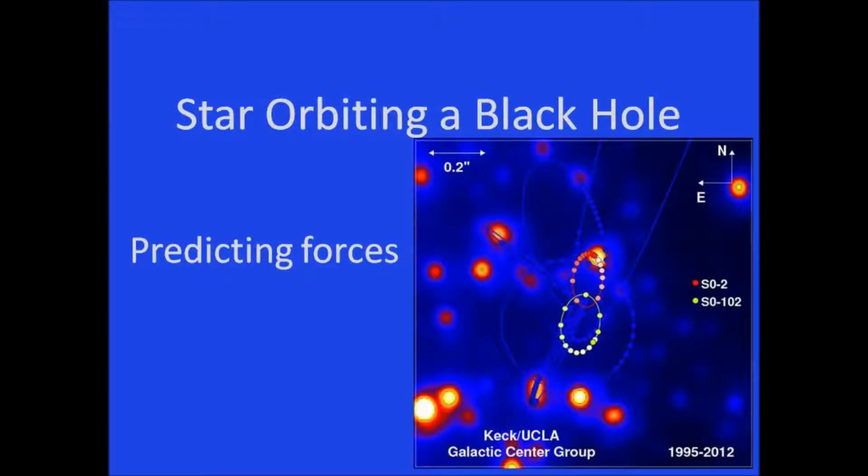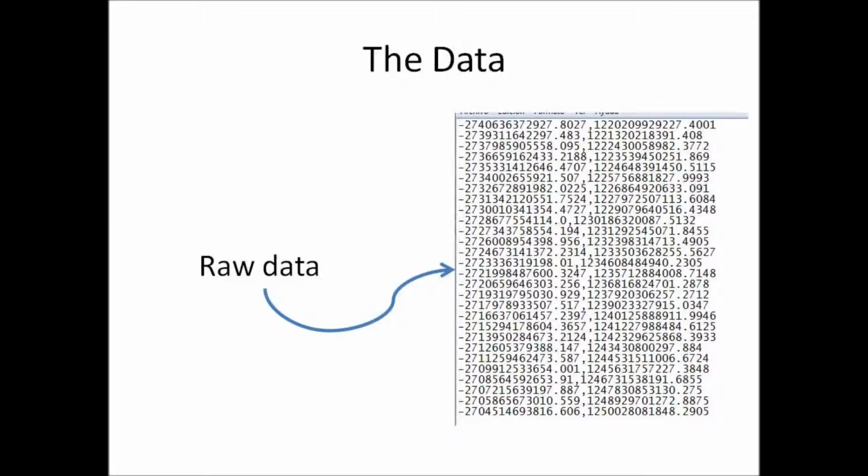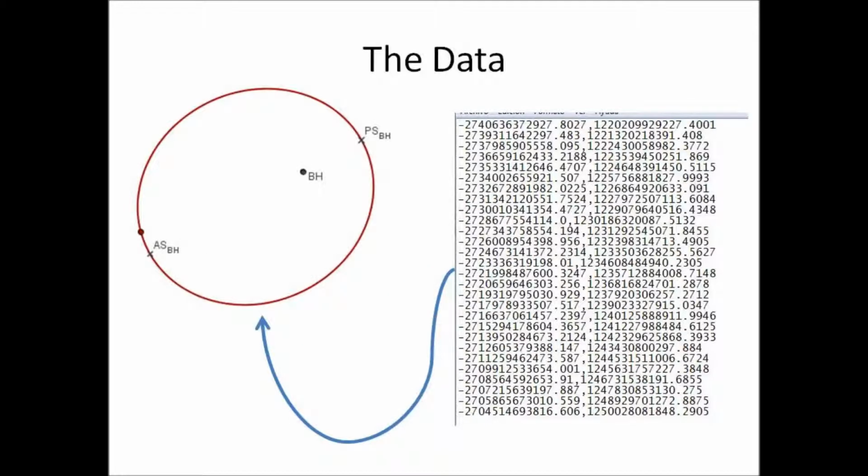Star orbiting a black hole, predicting forces. The objective of this lab is predicting the mass of a black hole around which a star is orbiting, studying the forces involved. First of all, let's take a look at the data. The data includes the X and Y position of the star. If we represent the data, we can see that the star makes an ellipse around the black hole.